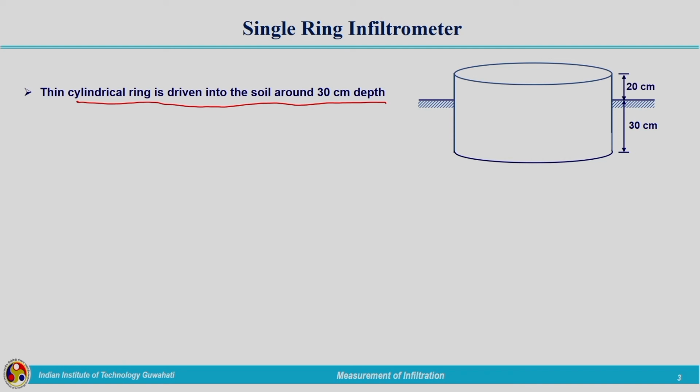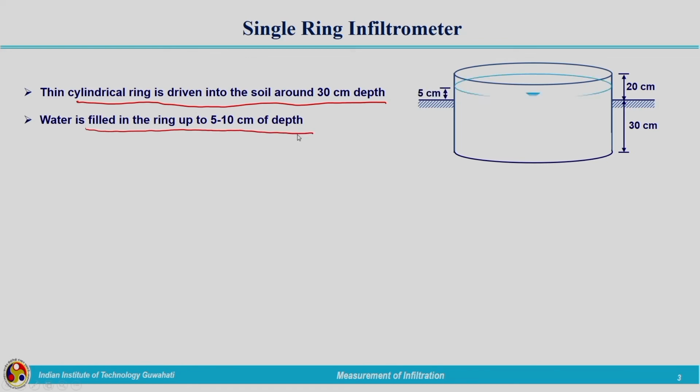Different types of rings which have standard dimensions are available. So, the one which is shown has a depth of 50 centimeters. Out of that, 30 centimeters will be inserted into the ground and 20 centimeters will be above the ground surface. After that, water will be filled in the ring up to 5 to 10 centimeters of depth, like this.